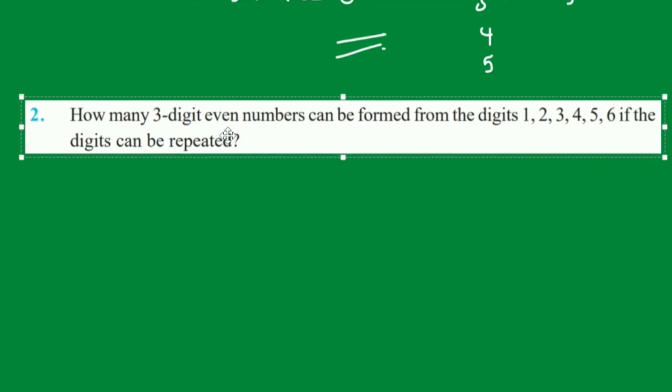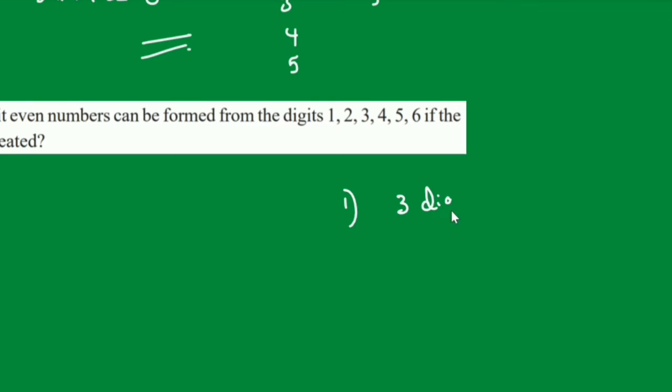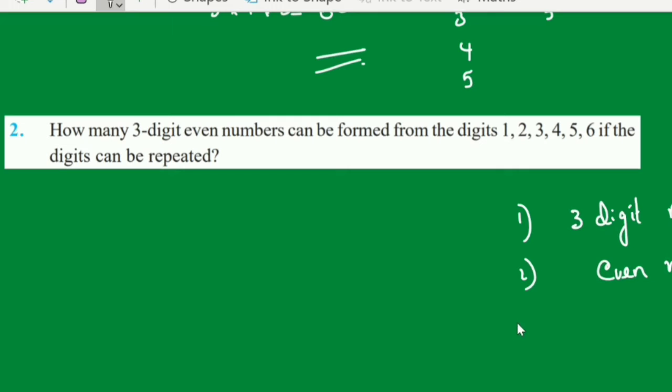Second question, how many 3-digit even numbers can be formed? How many 3-digit even numbers? So there is one more condition here. It's a 3-digit number and also it is an even number. So 2 conditions are given. We have to form a 3-digit number and it should be an even number. And the third condition is digits can be repeated.